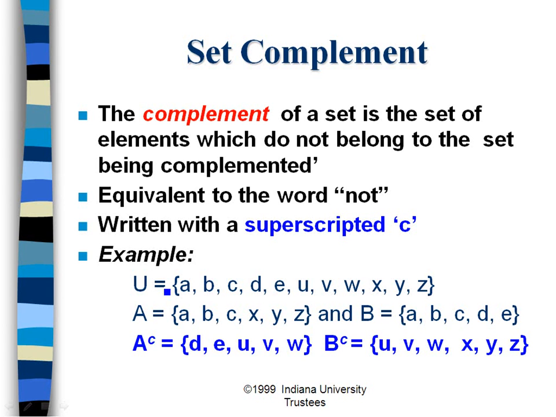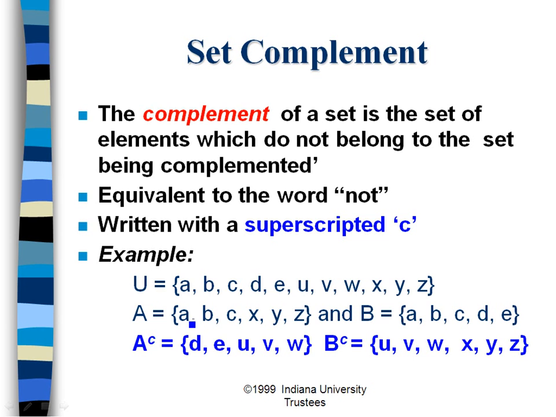Example: if we had the universal set A, B, C, D, E, U, V, W, X, Y, Z, and A was A, B, C, X, Y, Z, and B was A, B, C, D, E, what is the complement of A? So A complement means what is not in A. But you're comparing A to the universal set, not anything else. You always compare to the universal set. So what's in the universal set that's not in A?